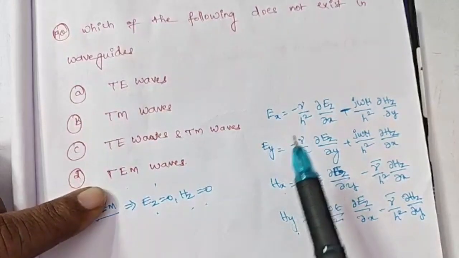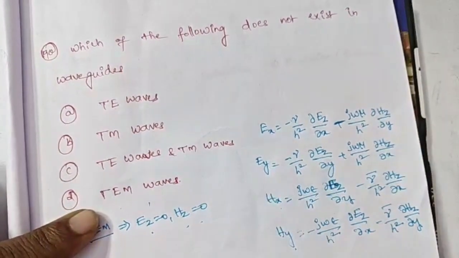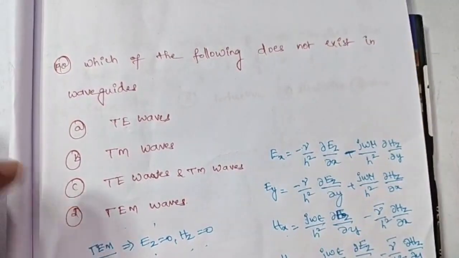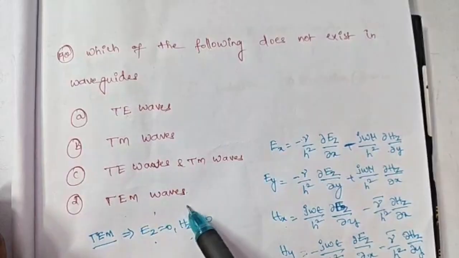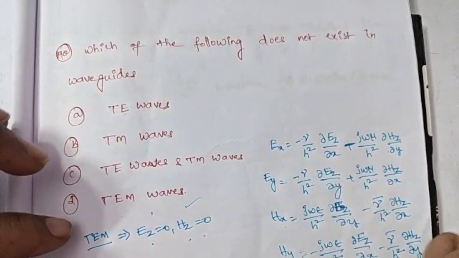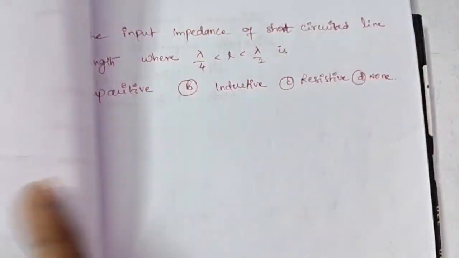That's why a rectangular waveguide, or waveguide, does not support the transverse electric and magnetic waves. So option D will be the correct answer. TEM waves do not exist in the waveguide. Now next.